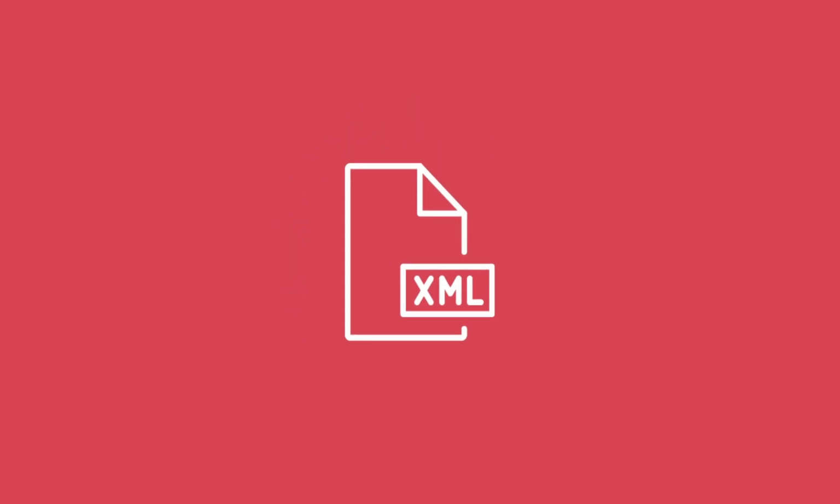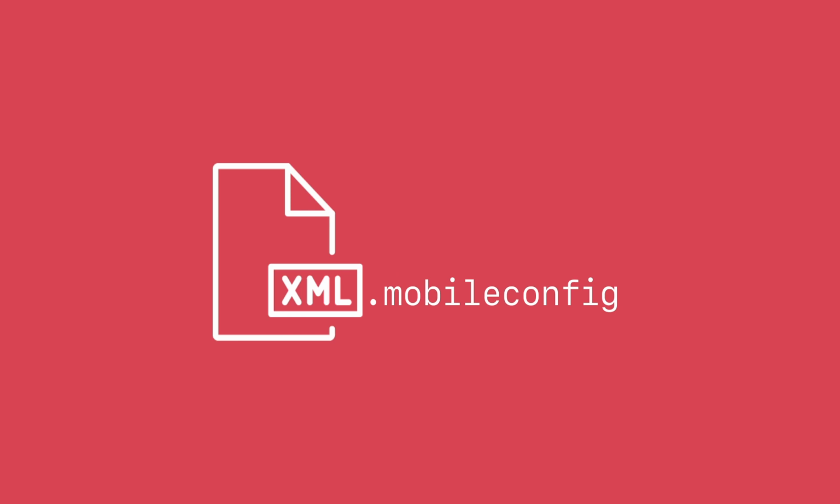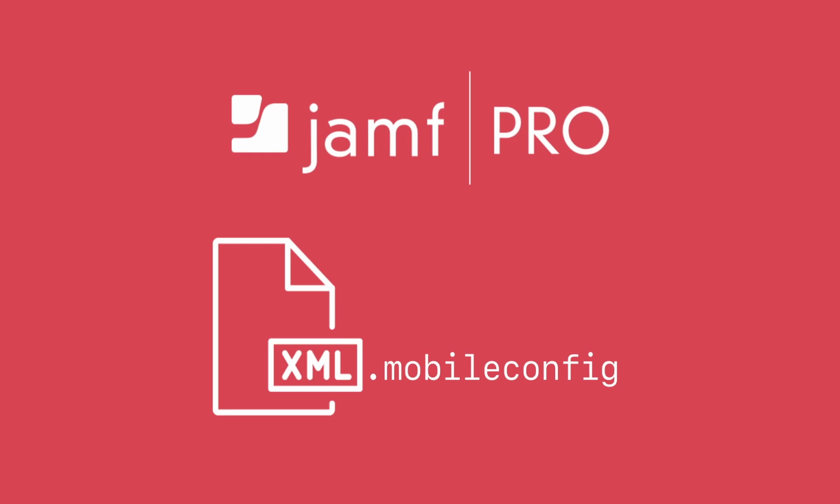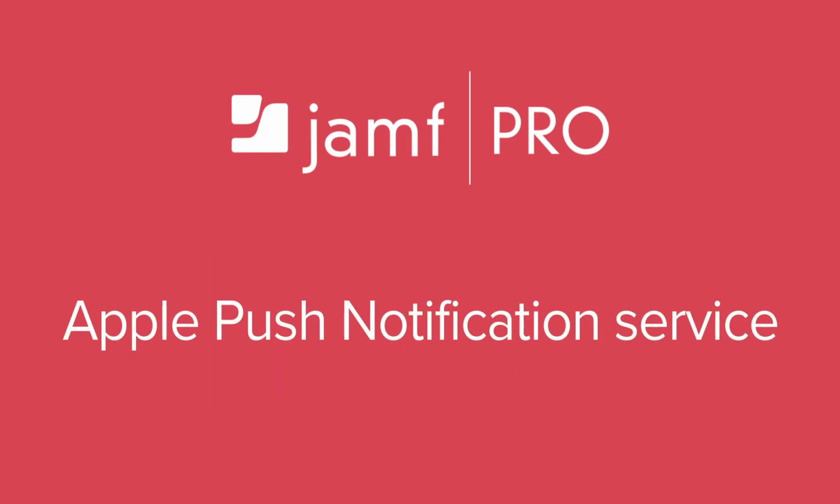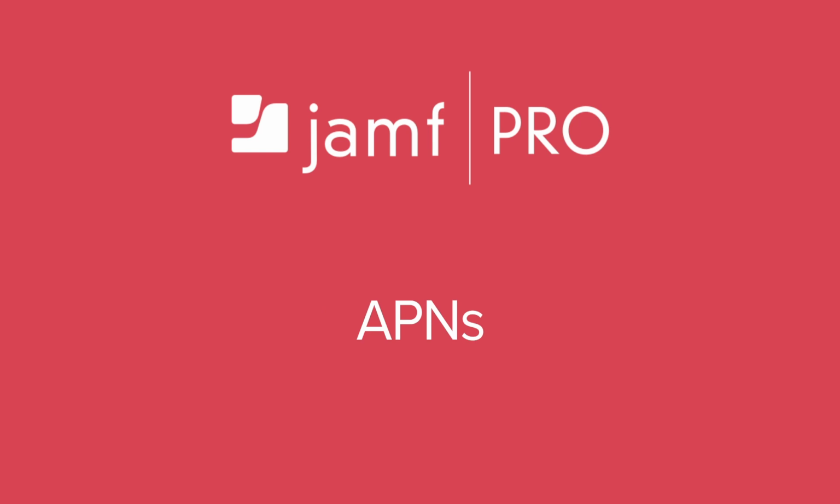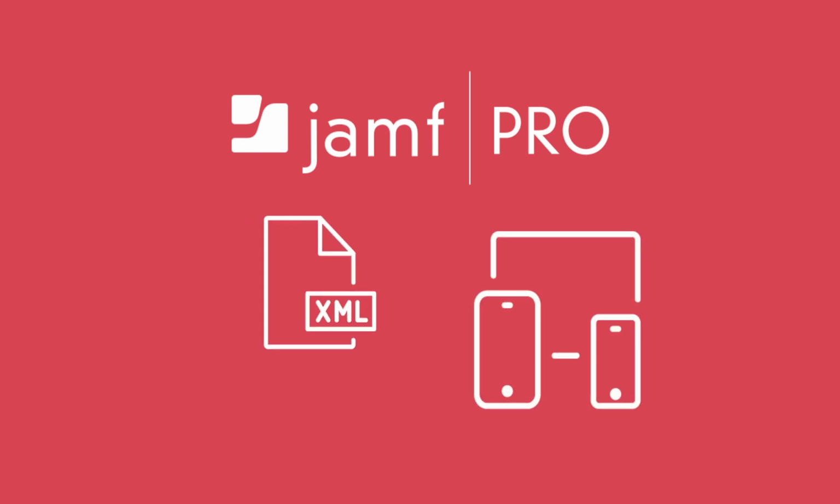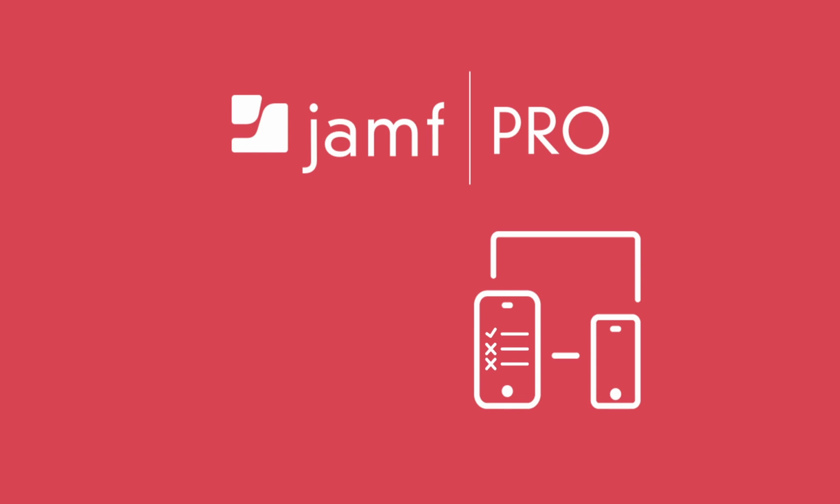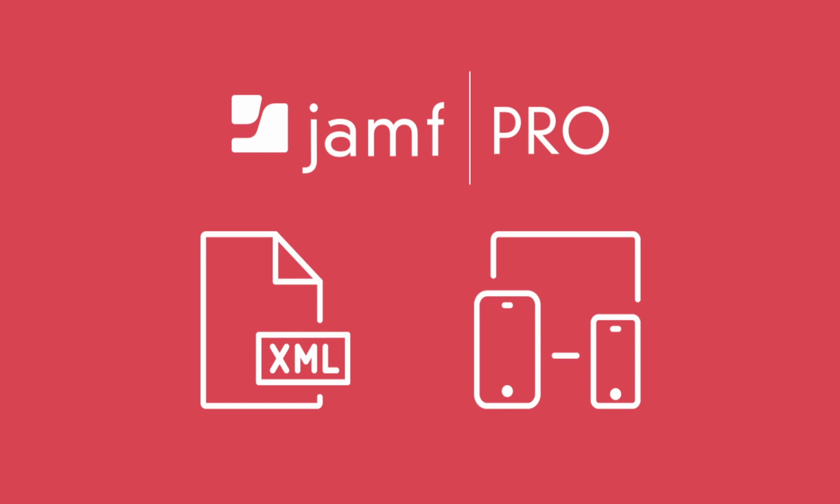Configuration profiles are XML files with the .mobileconfig extension. They can be created with many apps and plain text editors, or most easily with Jamf Pro. Jamf Pro utilizes Apple Push Notification Service, or APNS, to deploy these files. For more information on APNS, check out our video covering Apple services. When installed on devices, the settings and restrictions contained within the configuration profiles are enforced. If they are removed, those settings and restrictions are also removed.